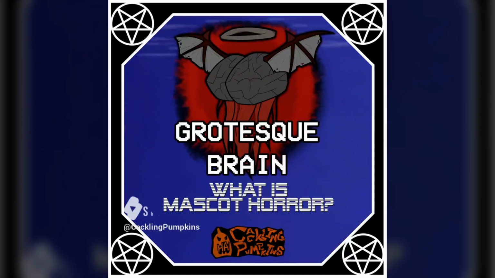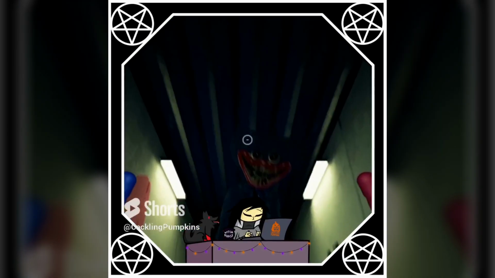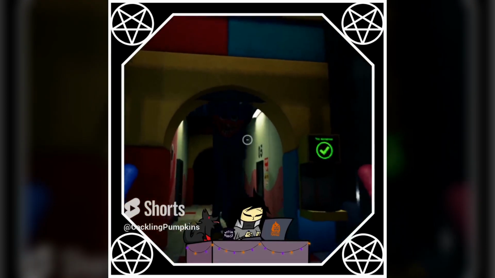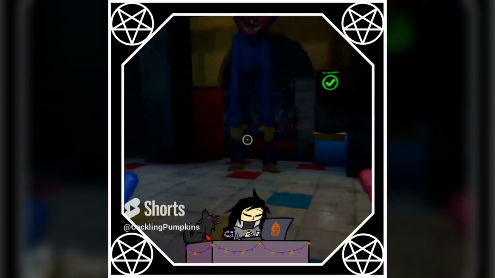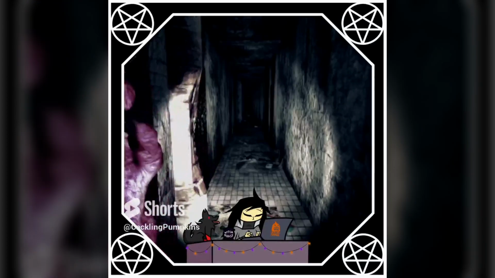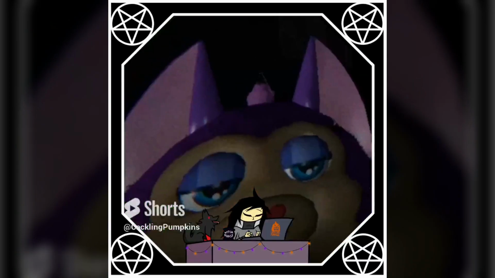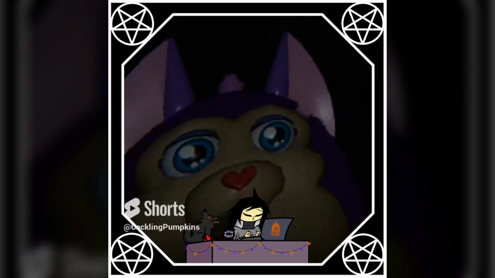What is Mascot Horror? Mascot Horror is a term that has become popular in recent years. These are games, typically indies, that take inspiration from your childhood. The main monster or monsters are based on the colorful mascots that represent their theme. But after titles such as Poppy Playtime and Garten of Banban were released, many have accepted the term and have used it more often.